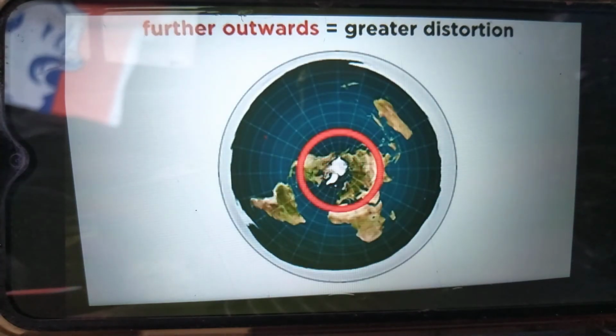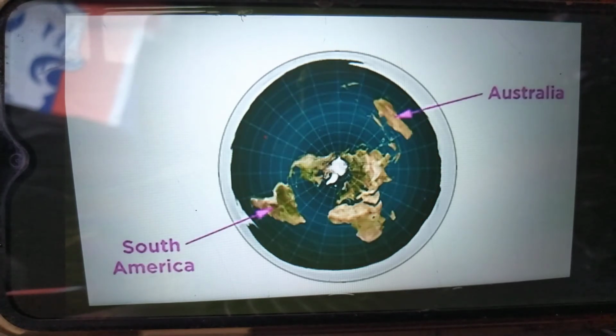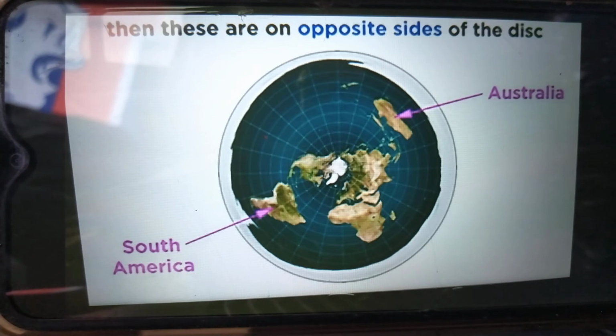Now, the further away from the center you go, the more significant the distortion, so problems really arise in the southern hemisphere. That's where the flights come in. Here's South America. Here's Australia. Pretty far away, huh? If this map was taken to be precisely to scale, which it would be if the Earth was actually flat, then they're as far away as 2 places can get.